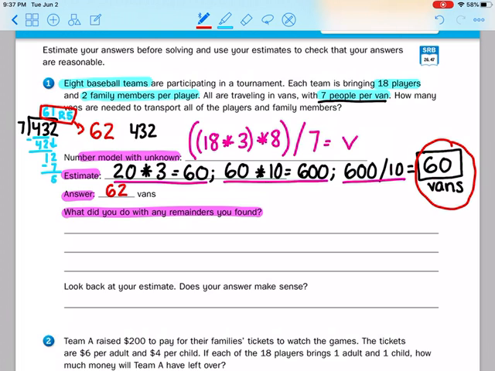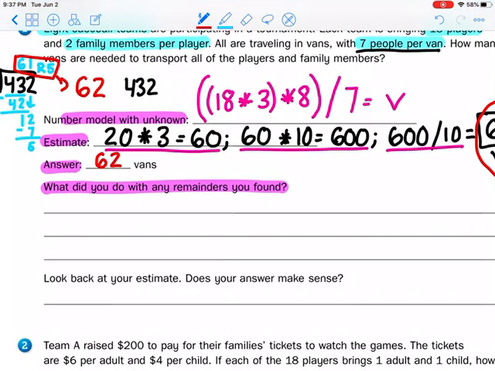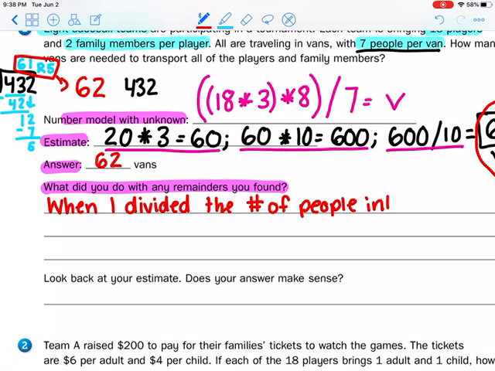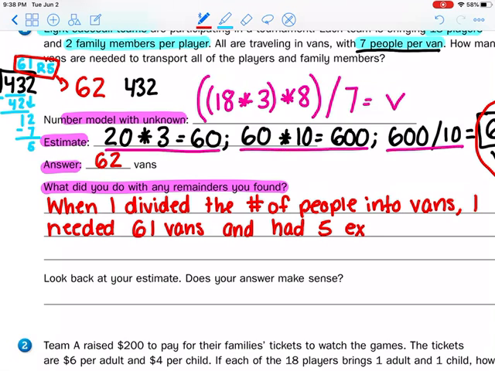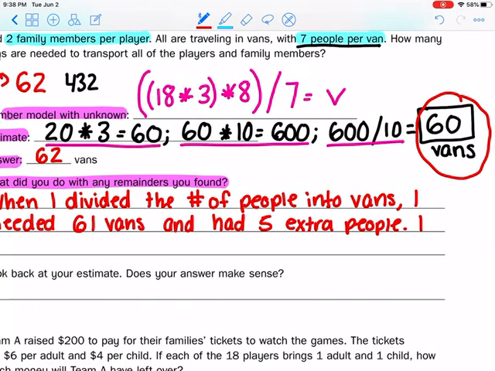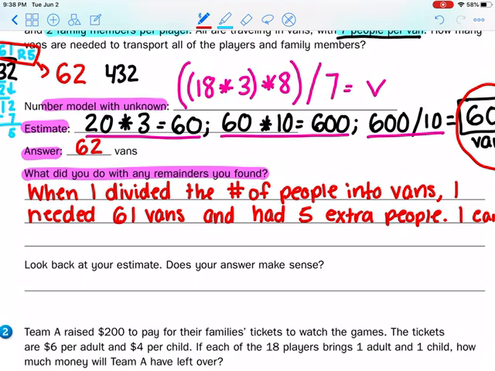Okay, so what did you do with the remainder that you found? So when I divided the number of people into vans, I needed 61 vans and had 5 extra people. I can't leave those people behind.